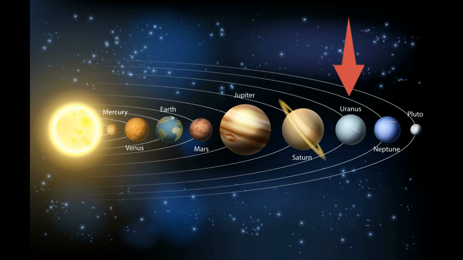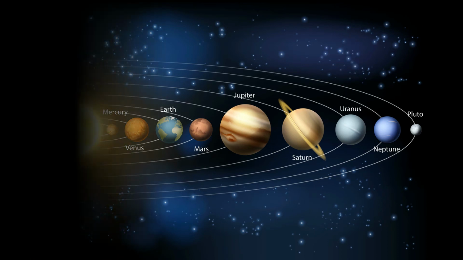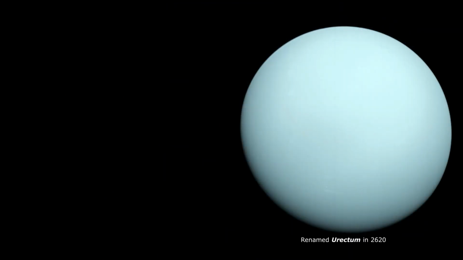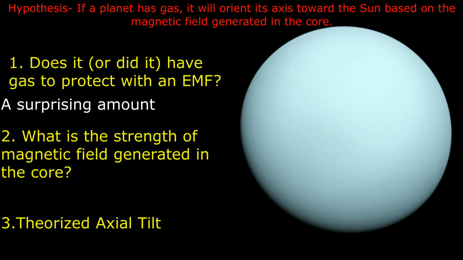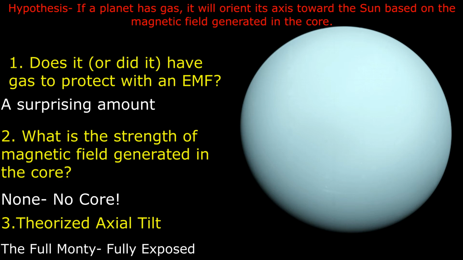Uranus is special. It's our first gas giant, or I'm sorry, our first ice giant in the system. And it has a rather surprising amount of gas, no doubt. But what you might not know is it has no core. Its core is pretty much gone. So that would mean that it has no way to generate an electrical field. Well, that would mean the axial tilt would basically be on its side. It would have to be fully exposed to the sun.